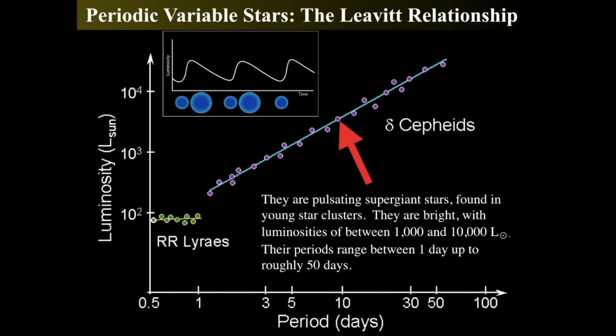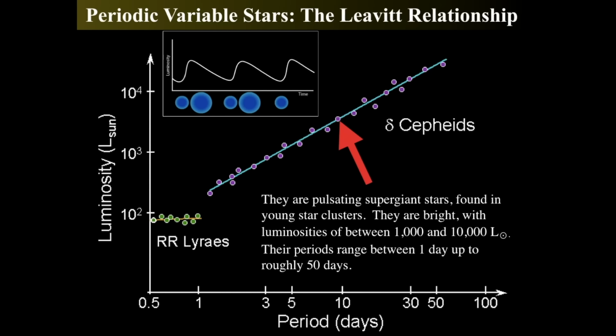And again, delta Cepheids are similar to RR Lyraes because they're pulsating supergiant stars, not just giant stars, but supergiant stars, and they're found in young star clusters. So you might associate them with star-forming regions. And they're really bright objects, with luminosities between 1,000 and 10,000 times that of the sun, but their periods are much longer, between a day and up to like a month or two.